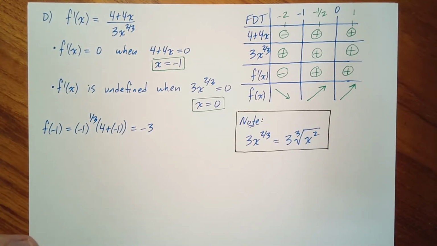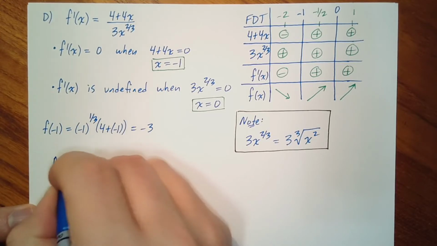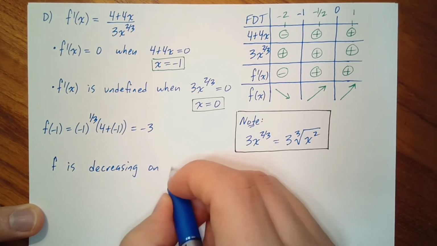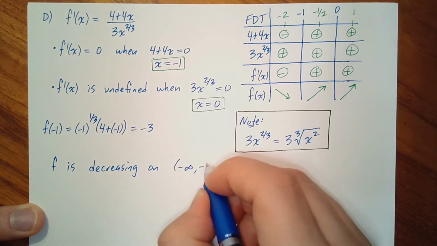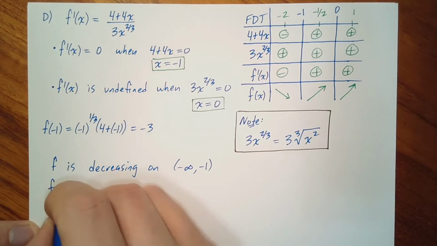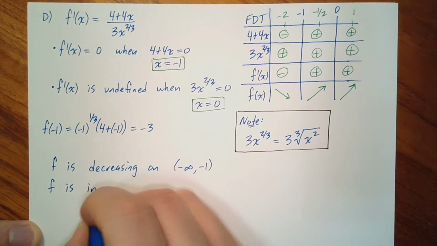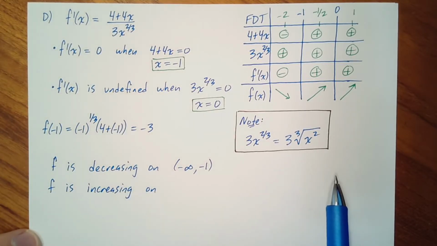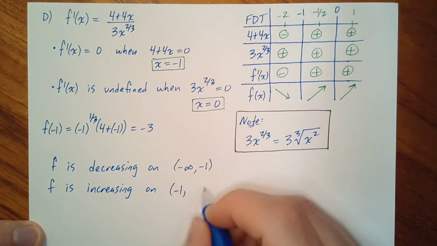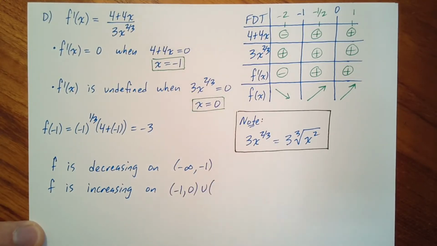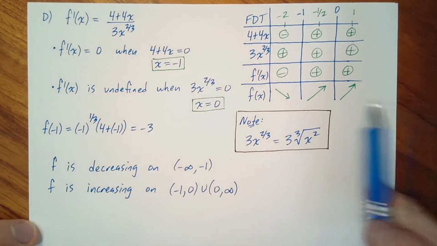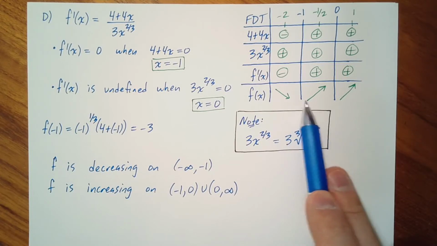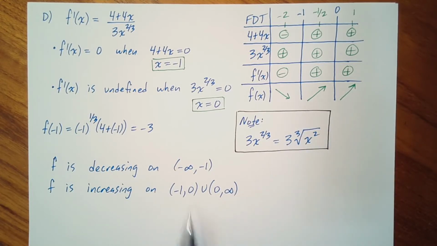So let's summarize everything we have now. f is decreasing on the interval -∞ to -1. And f is increasing on, well, there's 2 intervals on which it's increasing: -1 to 0, as well as 0 to infinity. You can get that from the table. It's decreasing from -∞ to -1. Then it's increasing from -1 to 0, as well as 0 to infinity. Stated as 2 separate intervals.